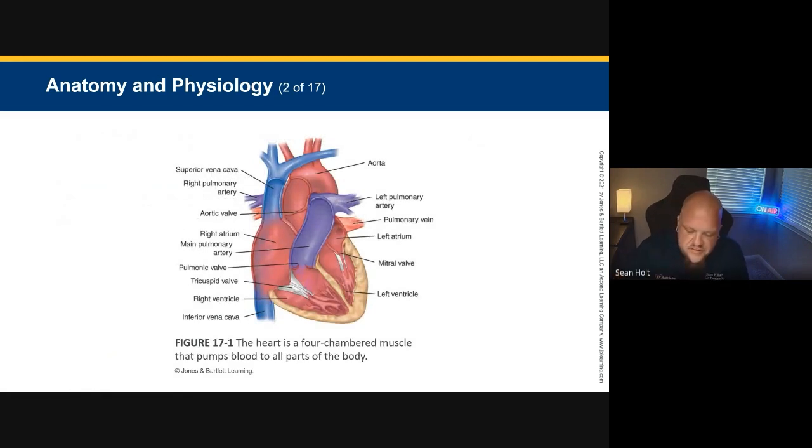Here's an interior view. Okay, we're going to see some more of these later, but this is a great picture. Superior vena cava here in blue, inferior vena cava down here in blue, and where do they meet? Right atrium. Okay, from the right atrium, they travel through the tricuspid valve into the right ventricle. From the right ventricle, they travel through the pulmonic valve right here to go to the lungs. You see the right pulmonary artery and the left pulmonary arteries. Okay.